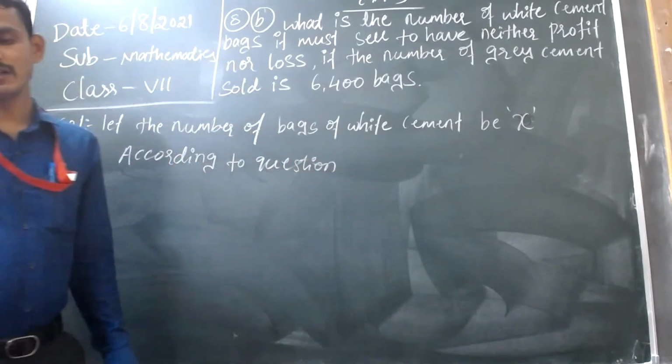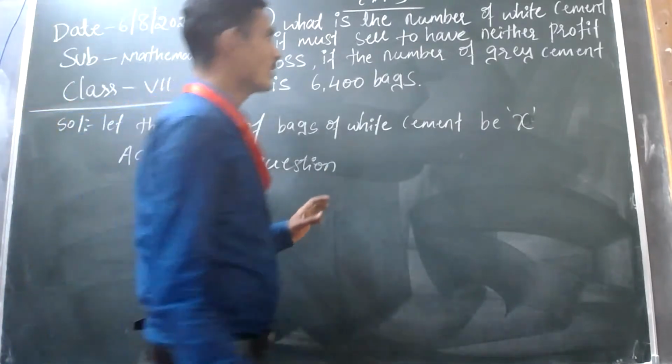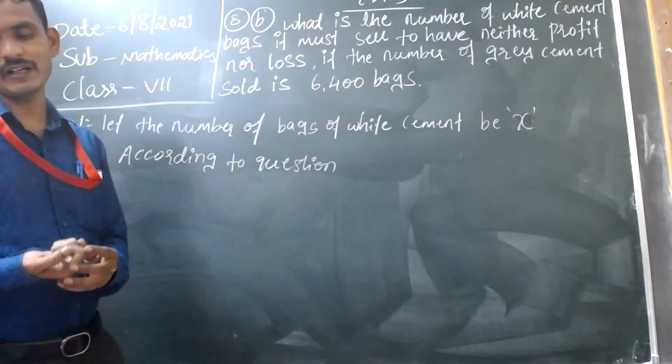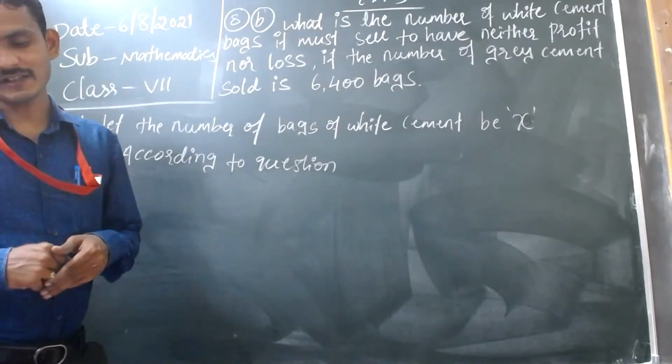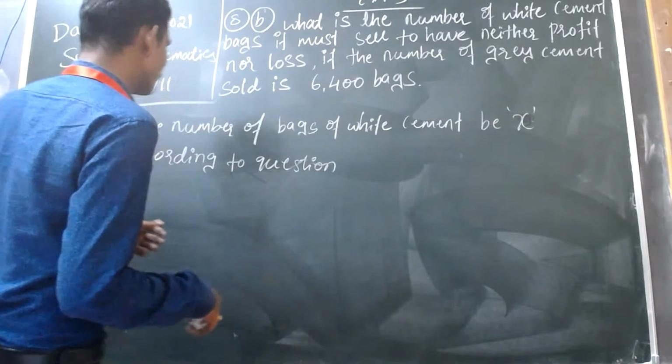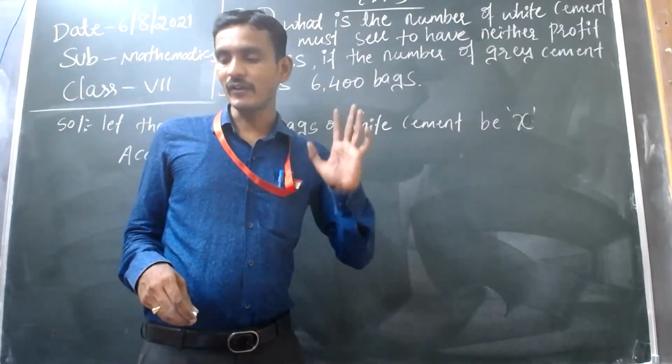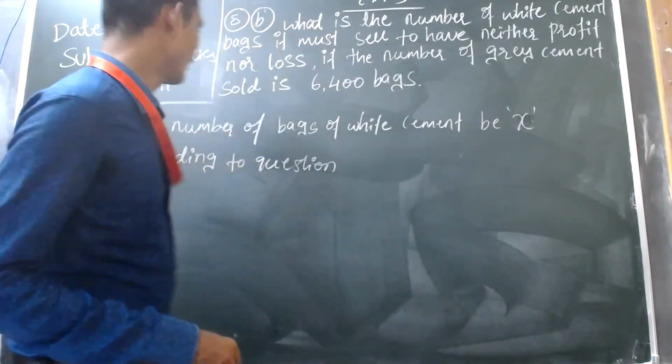According to the question, we have to sell 6,400 bags of gray cement. How much loss are we getting? We are getting a loss of 5 rupees per bag.